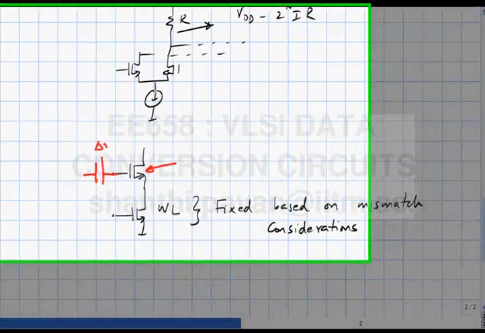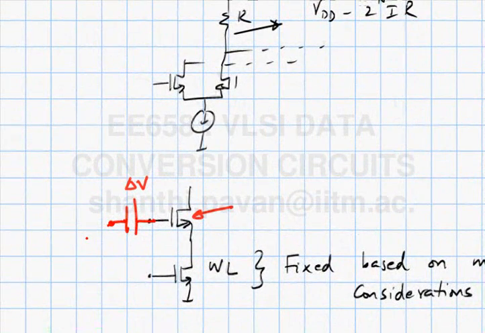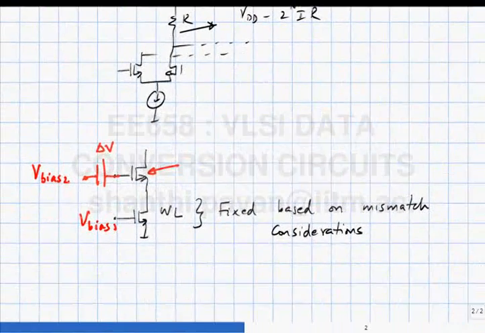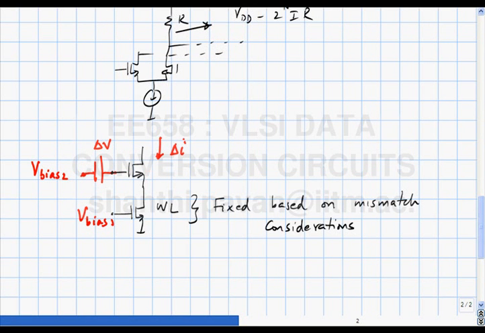So if I add a delta V here, which is equivalent to a threshold mismatch in the cascode device, so this is V bias 1. We saw how to generate V bias 1 yesterday. This is V bias 2, and we saw how to generate this also yesterday. If the threshold mismatch and VGS changes by delta V, can you comment on the change in the current? What is delta I?